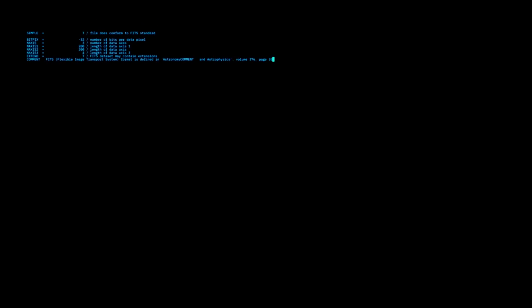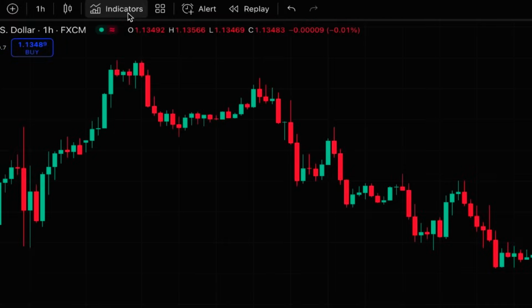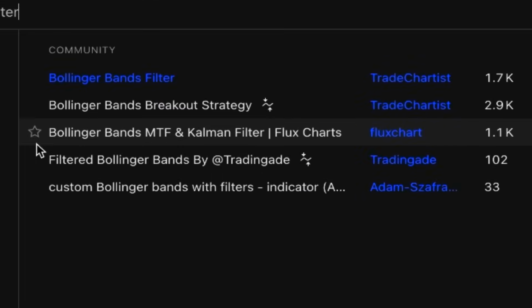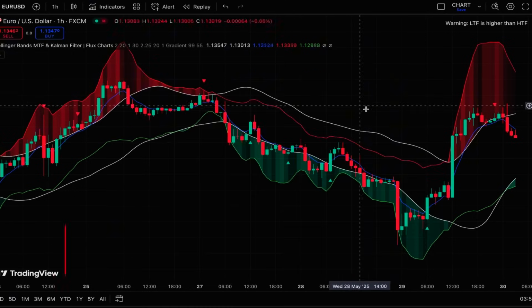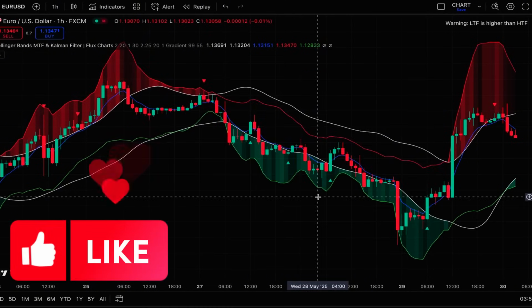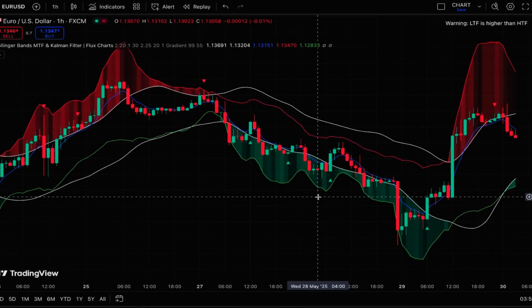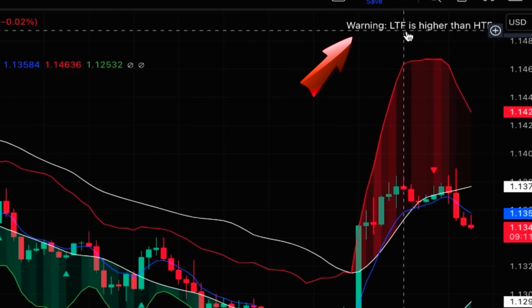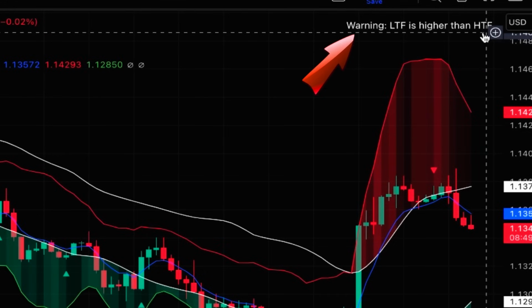Yesterday, I was testing a strategy and I was looking for a filter based on Bollinger Bands, and suddenly I saw this indicator, Bollinger Bands multi-time frame and Kalman filter, which is written by Fluxchart. So I clicked on it and started to inspect this indicator to see what kinds of buy-sell signals it is providing. First, I saw that there is a warning here that lower time frame is higher than the higher time frame.